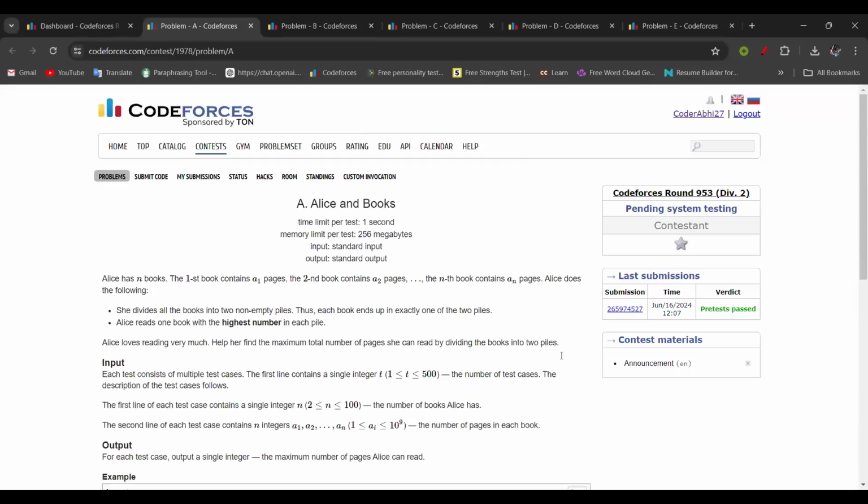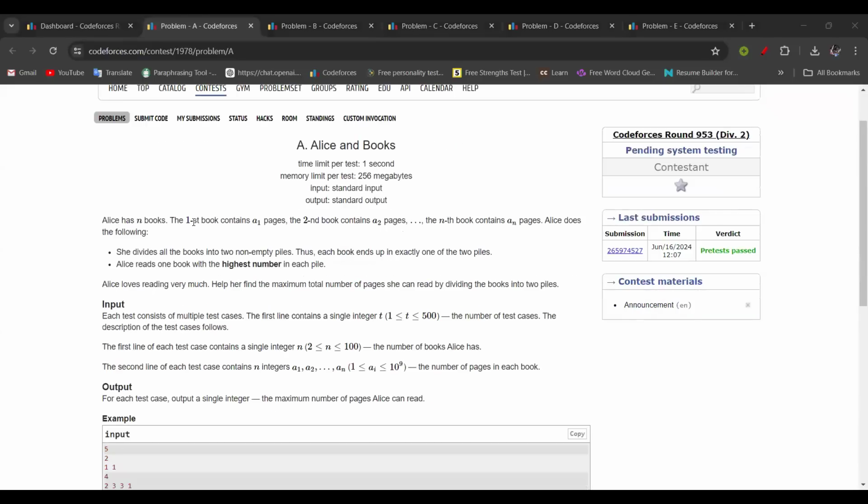In the first problem, Alice has n books. The first book contains A1 pages, the second book contains A2 pages, the nth book contains AN pages. Alice divides all the books into two non-empty piles. Thus, each book ends up in exactly one of the two piles. Alice reads one book with the highest number in each pile.